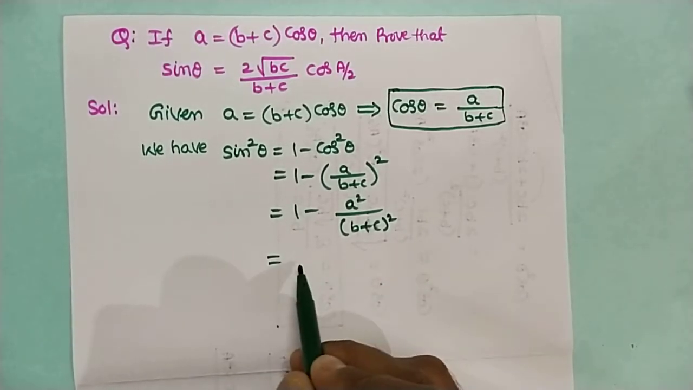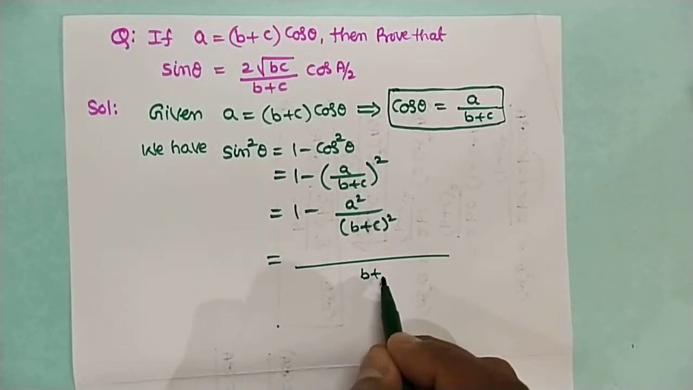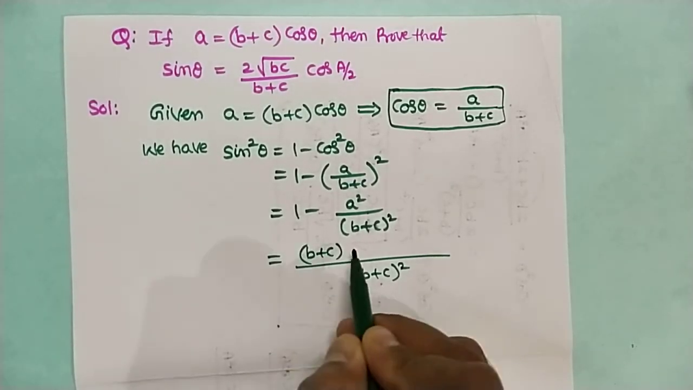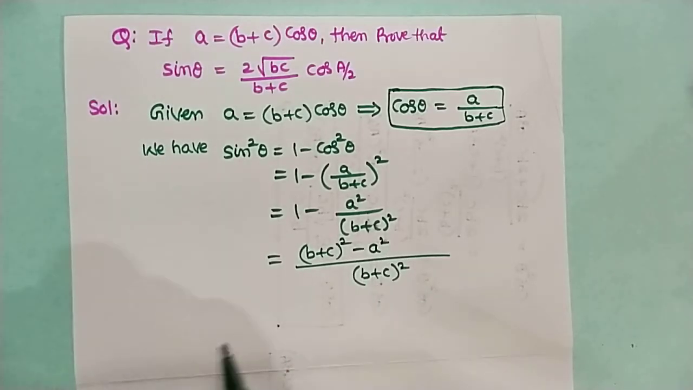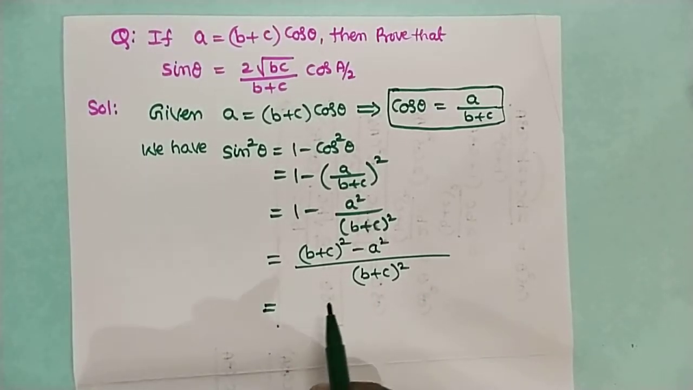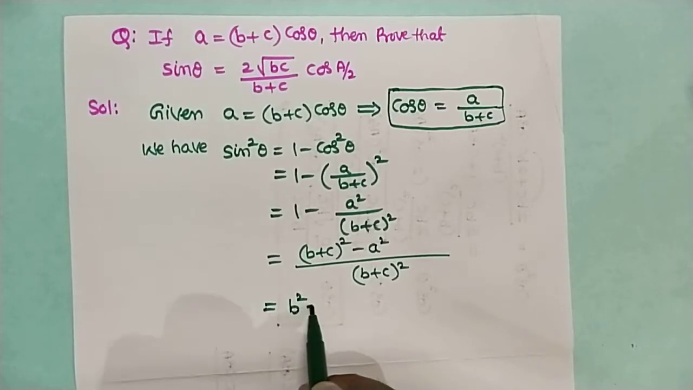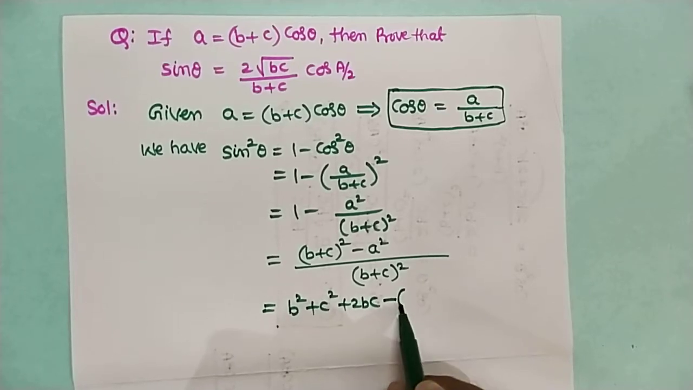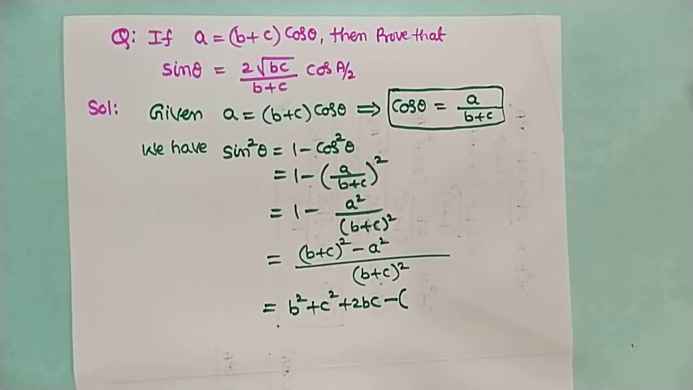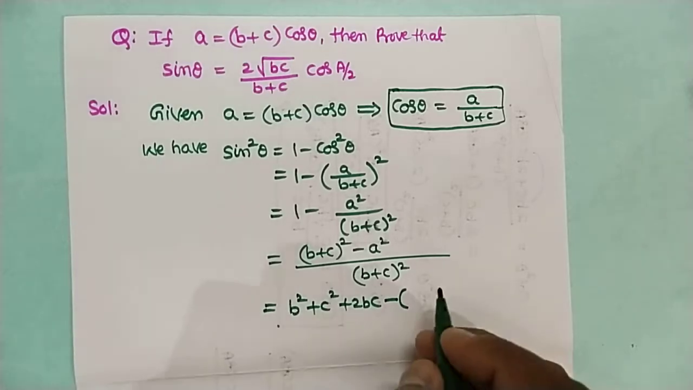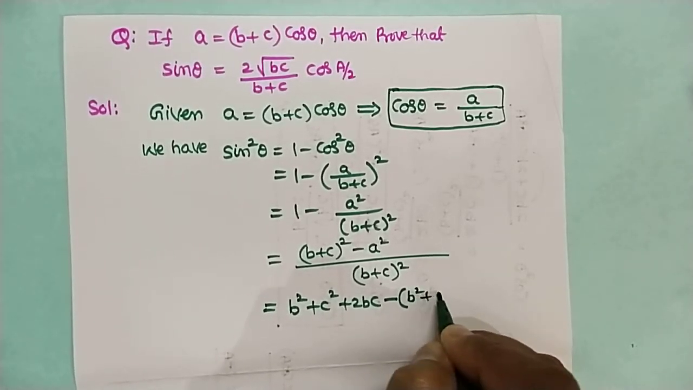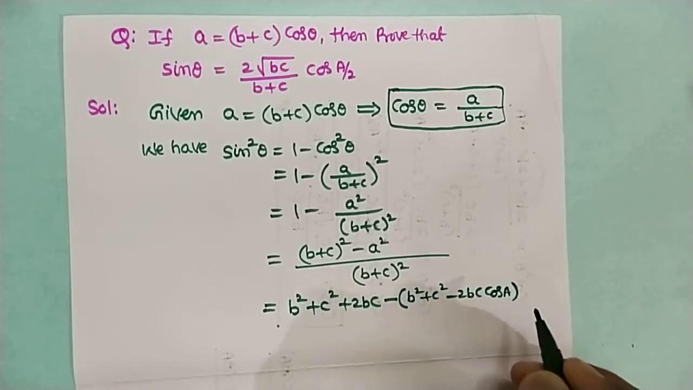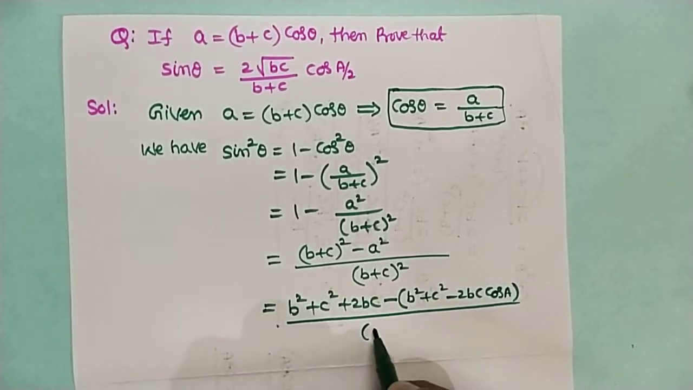Taking LCM, (b plus c) whole square minus a square. Which is equal to (b plus c) whole square, b square plus c square plus 2bc, minus, keep bracket and write the formula for a square from cosine rule: a square equals b square plus c square minus 2bc cos A, divided by (b plus c) whole square.